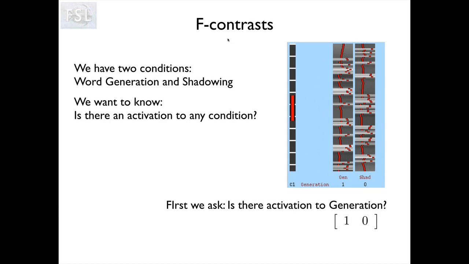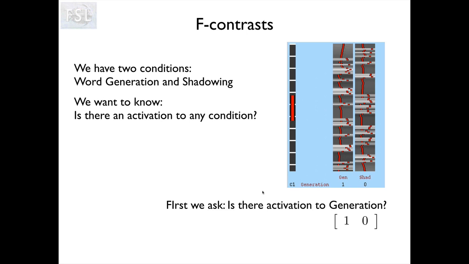Right. So F contrast. This is a different way of asking questions from your data, and I'm going to try and explain this as well as possible. Again, we have two conditions, word generation and word shadowing. What we want to know now is, is there an activation to any condition? We are no longer interested in making our question more specific. We are interested in asking the very general question: is there an activation to any condition, or either of these conditions?